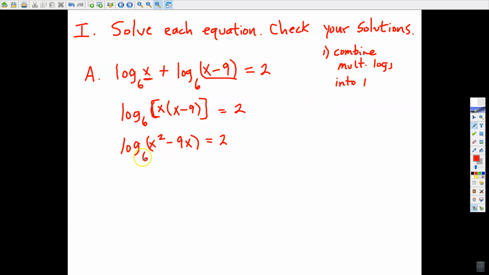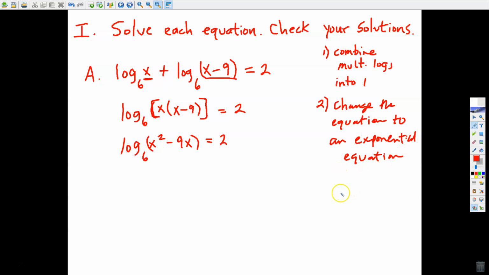I've taken the 2 logs, made them into 1, and now I'm ready to change the equation. It's a log equation now, and I'm going to change it to an exponential equation. What do I mean by an exponential equation? I'll just put some boxes here. I need a base number raised to some power to equal another number or expression. This is what I mean by exponential equation form.